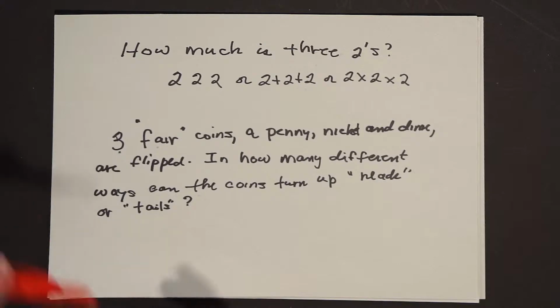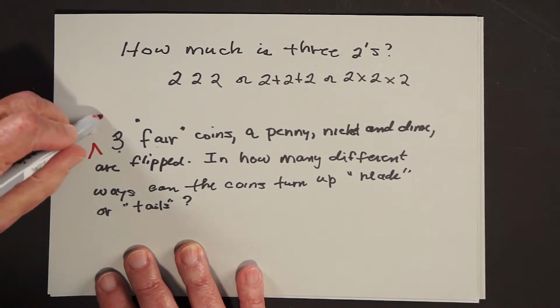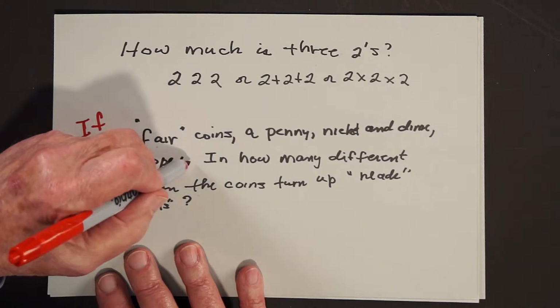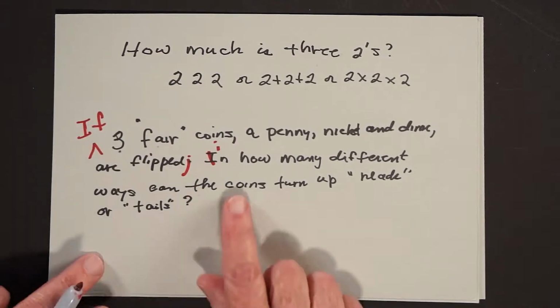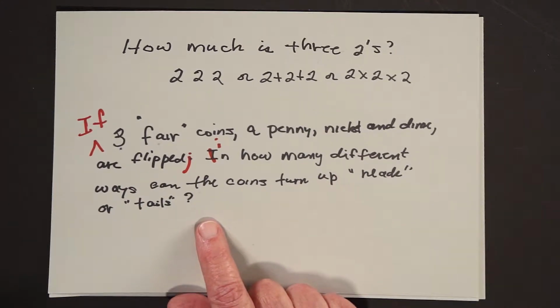And the way you protect yourself in math is don't do what I did over here. Start every math problem of this type with the word if. If 3 fair coins, a penny, a nickel, and a dime, are flipped, in how many different ways can the coins turn up heads or tails? That way, it eliminates any possible debate about how do you know the coin is fair? Well, I said if. If doesn't mean it happened. It's under the condition that this happened. Every math problem basically has an if attached to it, okay? Just thought I would mention that.